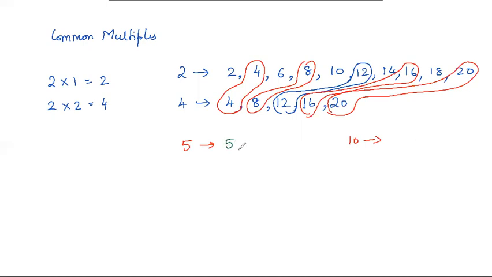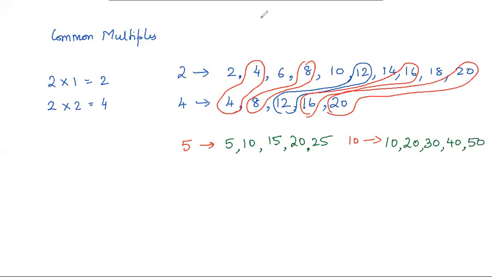5, 10, 15, 20, 25. Okay. Srinidhi, the first 5 multiples of 10. 10, 20, 30, 40 and 50.